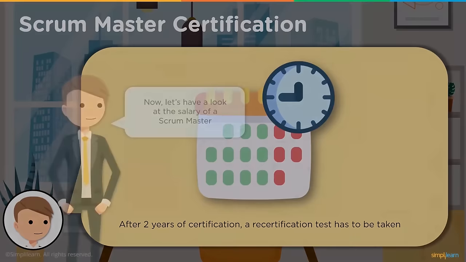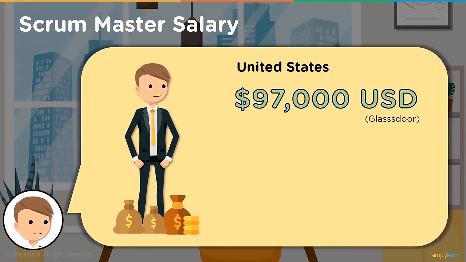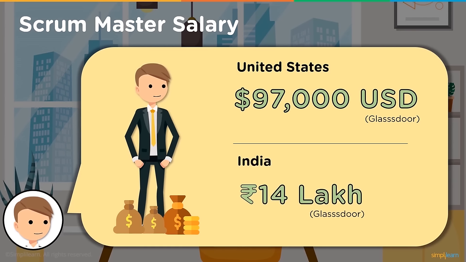Now, let's talk about the salary of a Scrum Master. According to Glassdoor, in the United States of America, a Scrum Master earns approximately $97,000 per annum. Meanwhile, in India, a Scrum Master can earn up to 14 lakh rupees per annum. Hyped up about becoming a Scrum Master yet?